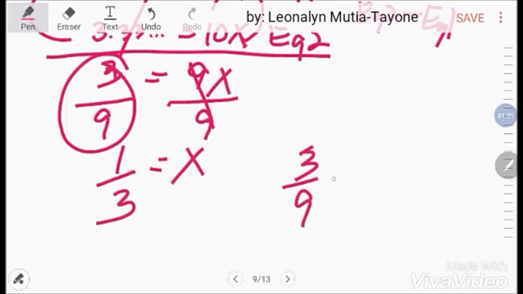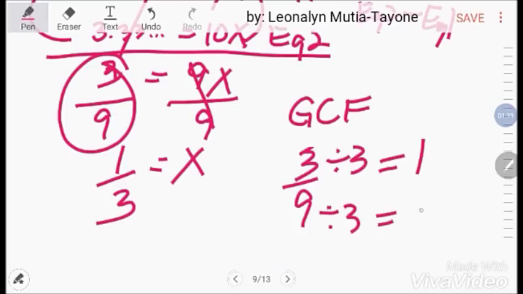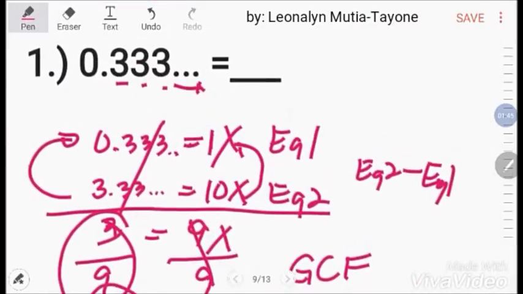Kasi itong 3 over 9, ang greatest common factor ng dalawa ay 3. So, i-divide mo siya ng 3, that is 1. I-divide mo siya ng 3 and that is 3. 9 divided by 3, 3. So, ang answer ay 1/3.